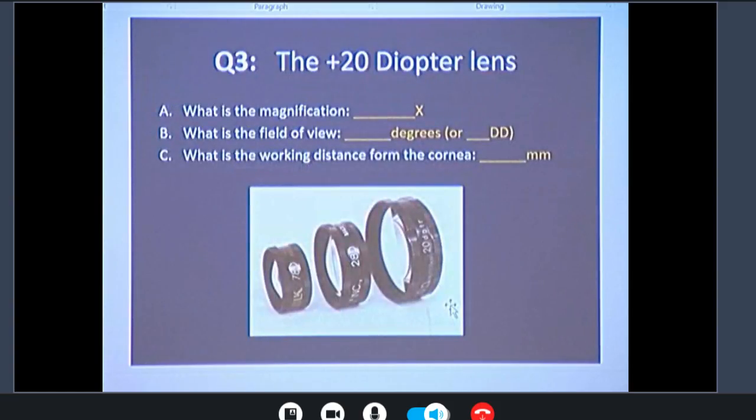Okay, the 20 diopter lens. I want you to give me an A. What is the magnification? In B, I want you to give me, if you don't know, the degrees, how many degrees of view, or how many disc diopters you see when you focus with a 20 diopter lens and look at the fundus. What is the size of the retina that you see in disc areas when you look with a 20 diopter lens? And I want you to tell me what is the working distance from the cornea.